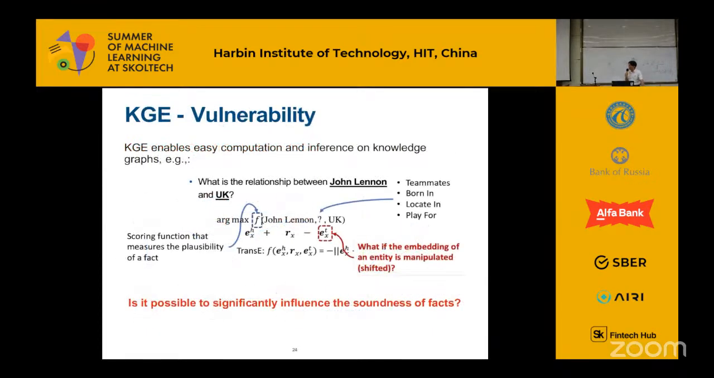And knowledge graph embedding enables easy computation and inference on these graphs. For example, it can be used to answer the question like, what is the relationship between John Lennon and the United Kingdom? The only thing you need to do is to use the functions that I introduced in the previous slides in order to find the very plausible, or we can say very reasonable, relation between the head entity and the tail entity, such as born in, located in, or play for. And the answer here is that it's born in. This is the most reasonable result. And for the downstream applications, they can just make decisions according to such kind of question answering decisions.